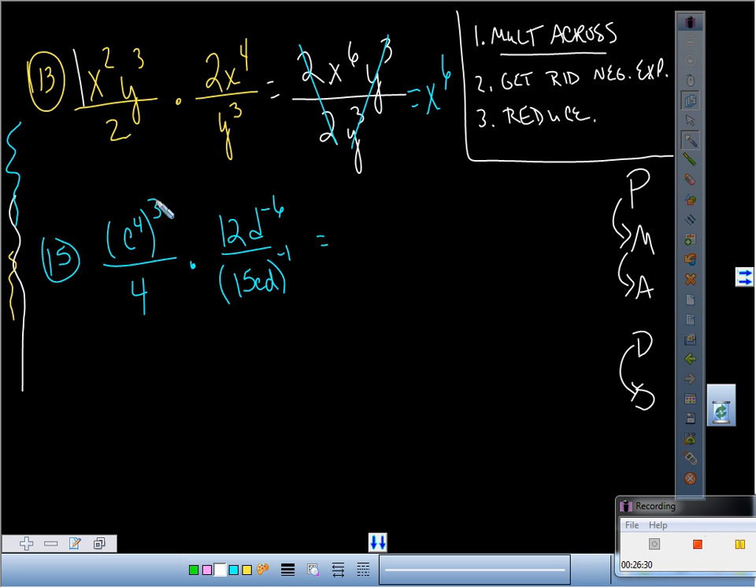Multiply. C to the fourth raised to the third is c to the 12th, over 4 times 12d to the minus 6 over. All of this raised to the negative 1 power is going to do what to it? Y'all, it's just putting it on the top. That's all it's going to do. And then it's raised to a 1 power.